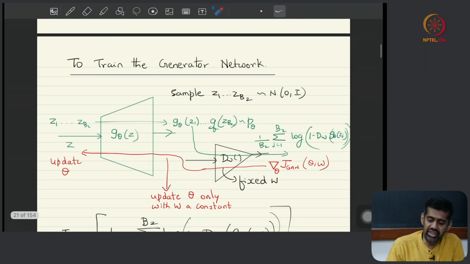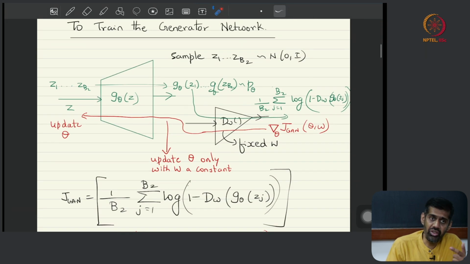So, when you have to train the generator network, there is one forward pass through the generator network, one forward pass through the discriminator network and one backward pass through the generator network via the discriminator network, because the output is computed at the discriminator network. This is how you train it. Any questions on how you do it?